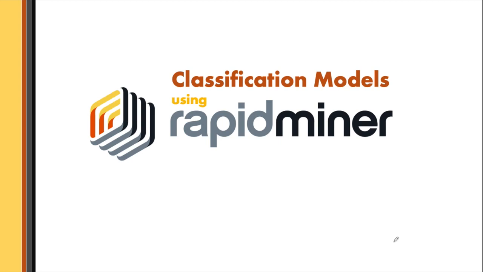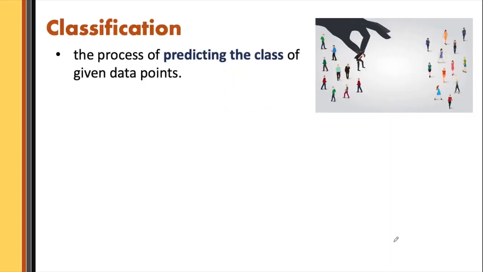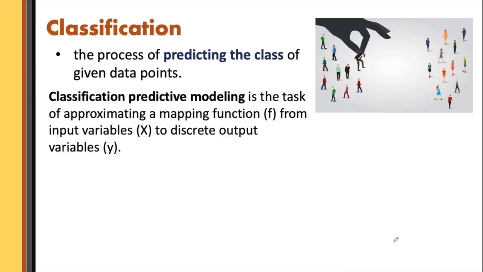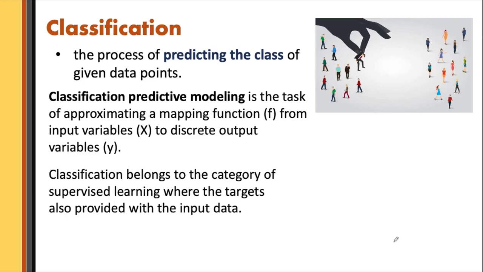This video is about the classification models using RapidMiner. Classification is the process of predicting the class of given data points. It is a task of approximating a mapping function f from input variables x to discrete output variables y. Classification belongs to the category of supervised learning, where the targets are also provided with the input data.